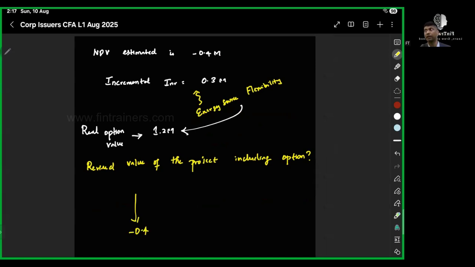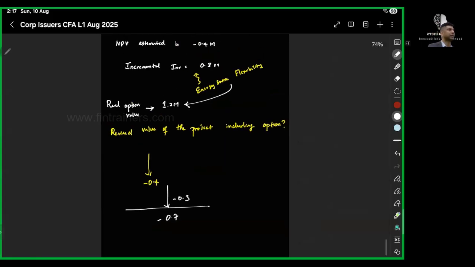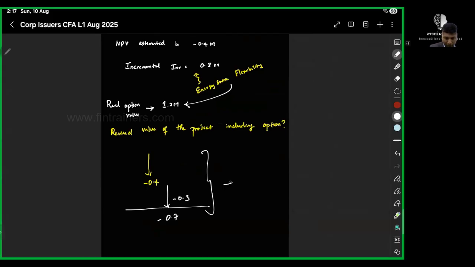You guys said we will not invest because it is a negative NPV. But then what we are saying is we'll further do some investment. So this is going to be another 0.3. So now I am down by 0.7. Okay, because I'm doing another investment. But then I have an option of switching energy source that has a value of 1.2 million. So together, what happens? I now have a value of 0.5 million.